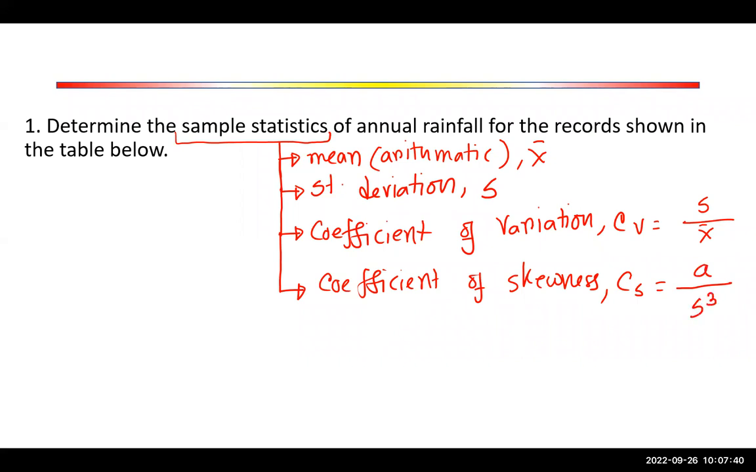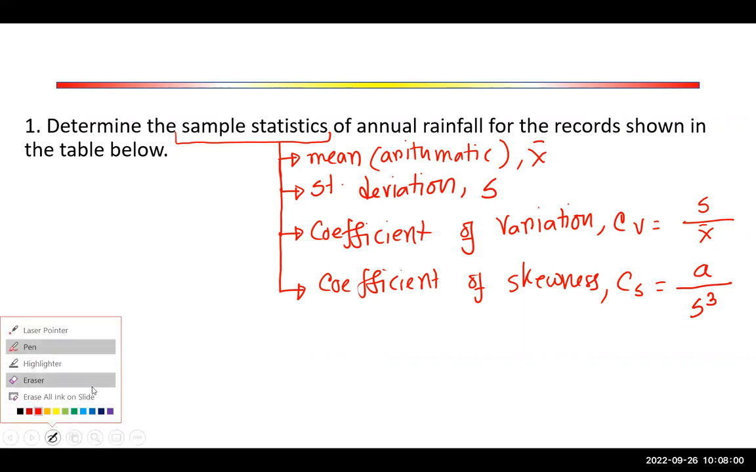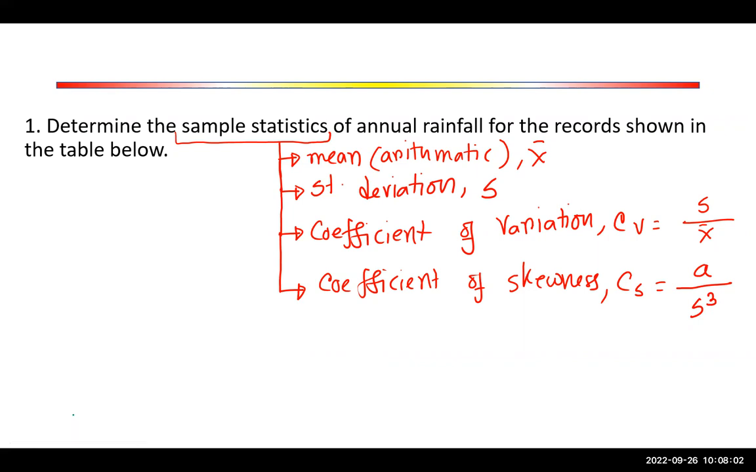Now, if I say very specifically calculate the mean or standard deviation or CV or CS, you are fine, you can calculate that. If I don't mention anything, you need to calculate all 4 of these, just like this question, like sample statistics, okay? So now the question is, how can we calculate that? We kind of know that, but I will just write down the equation very quickly so that you have everything in the same one place.